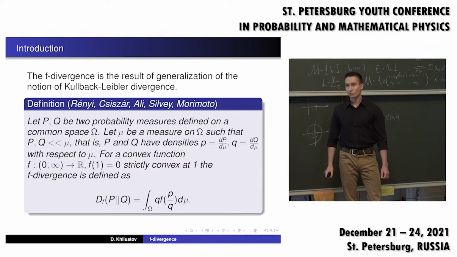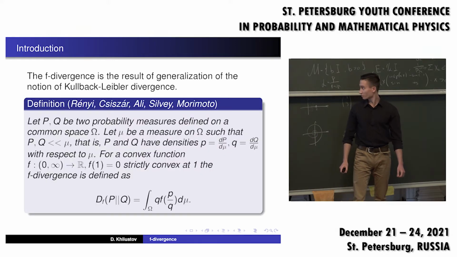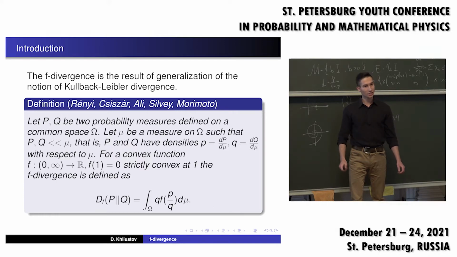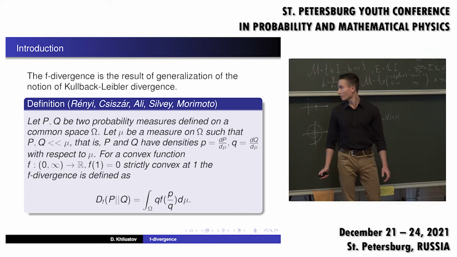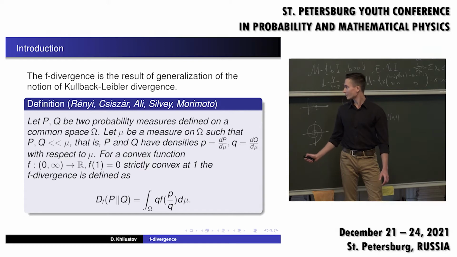Let's now proceed to the main part of our talk. The F-divergence is defined in a way similar to that of a Kullback-Leibler divergence. In fact, it is a generalization of this notion. For a function f, which has some nice properties, we only need it for special cases of divergence, so that we do not obtain zero here very often.